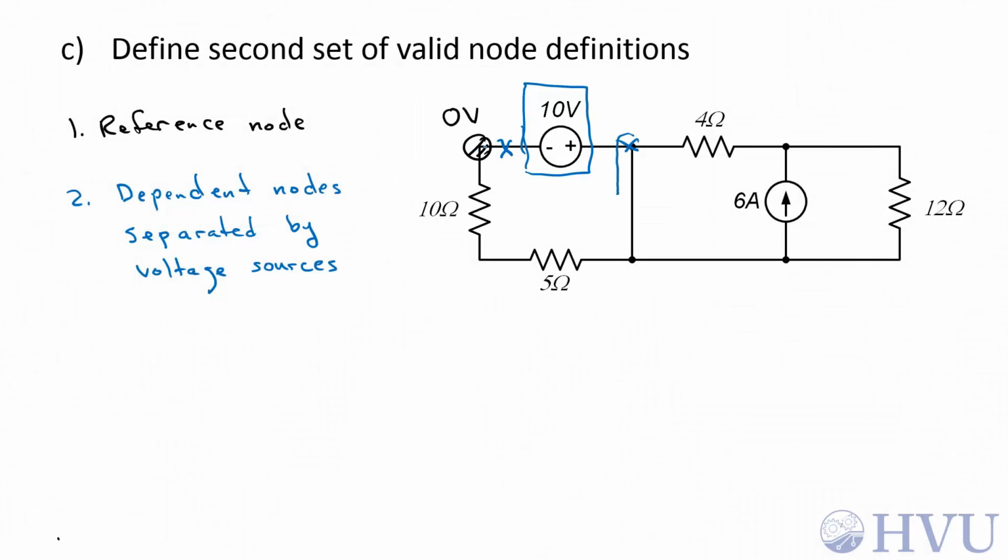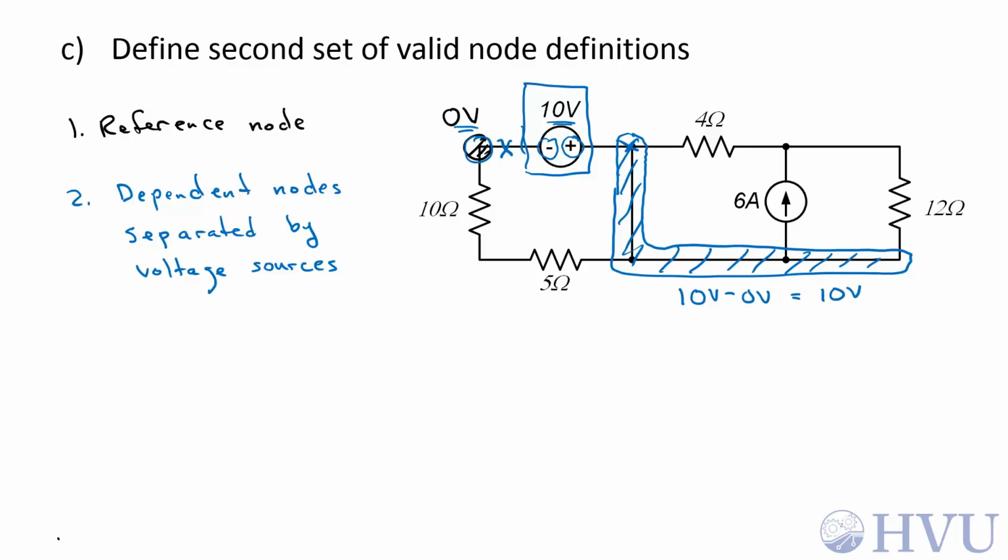Since I've already assigned the voltage over here as being my reference node, this is going to be a dependent voltage. The voltage source polarity says that this node is 10 volts higher than this node. The positive terminal has the higher voltage. Since this is 0, this is 10 volts minus 0 volts, which is just 10 volts. Finally, all the remaining nodes are independent.